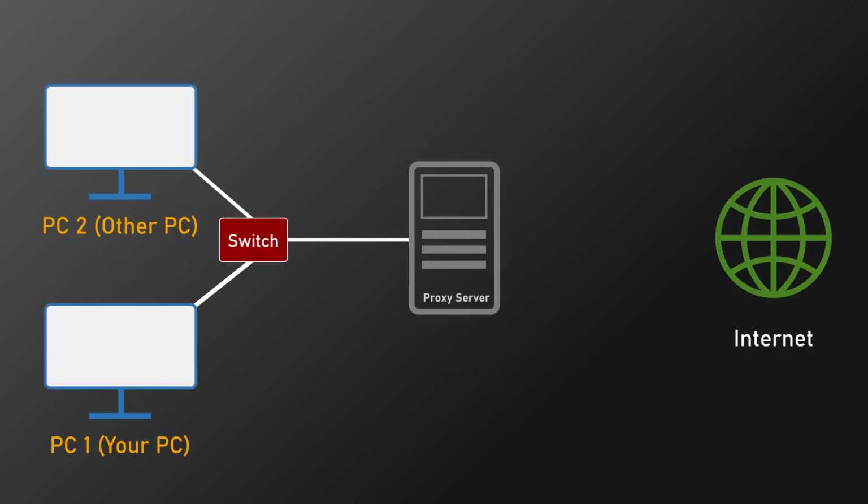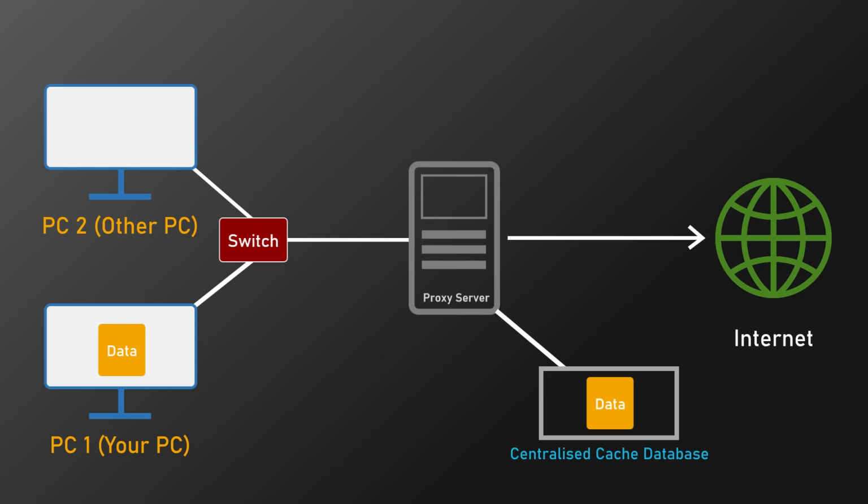Next one is speed improvement. Now when the proxy server is accessing the data on behalf of your computer from the internet, the proxy server, after retrieving the data, forwards it to your computer, and simultaneously it keeps the data within its centralized cache database. Now, if some other computer on your local network wants to access the same data, the proxy server can send the data from its database and doesn't need to go out to the internet.